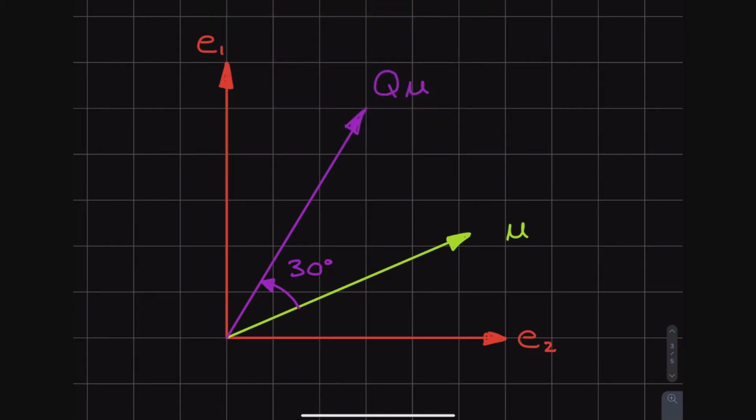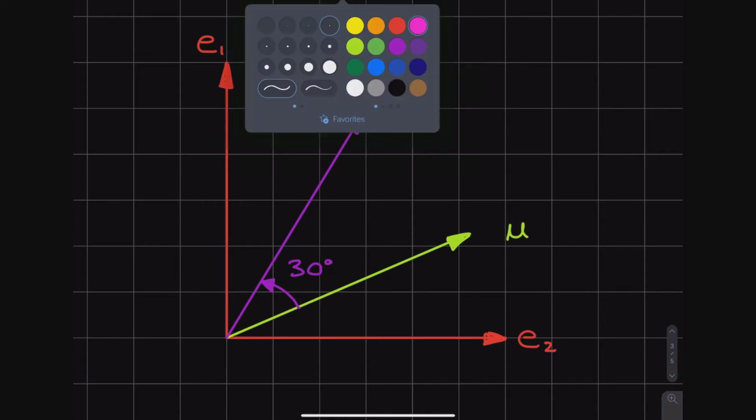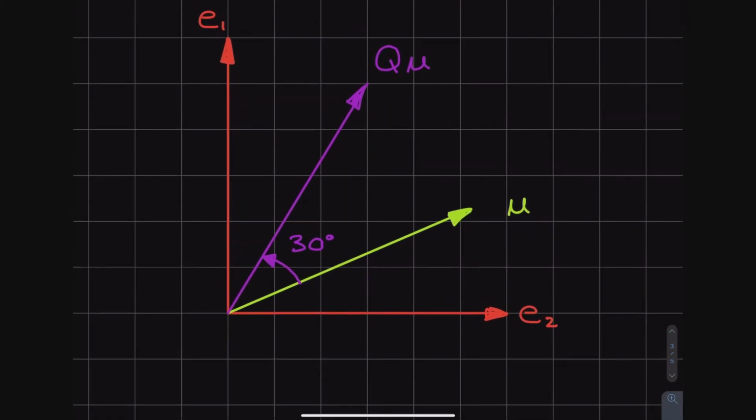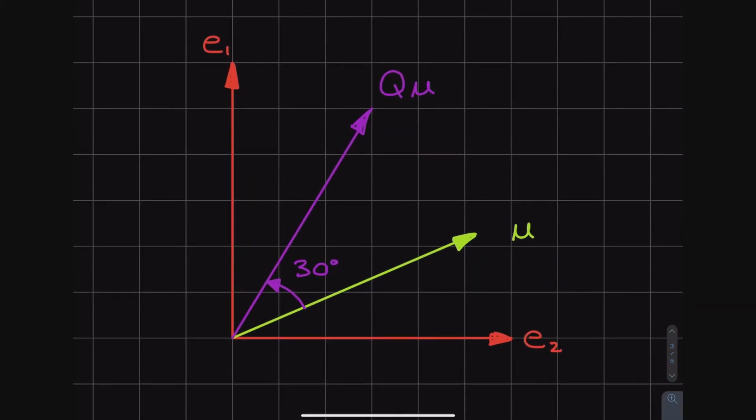And what I should do, I'll go pink. And I'm going to switch this to dotted. All right, here we go. This is a new feature, apparently. I was told about this. So rotating a vector counterclockwise is going to be the exact same as rotating the basis clockwise.